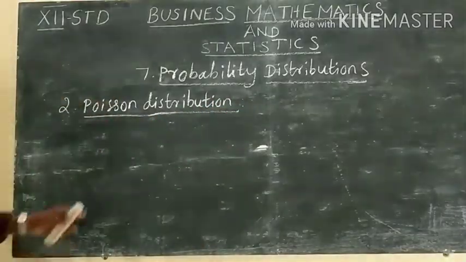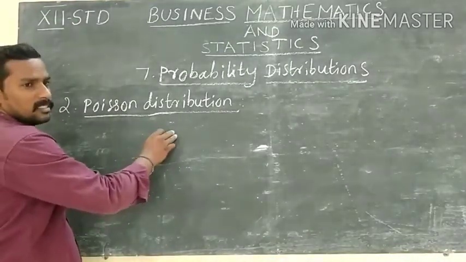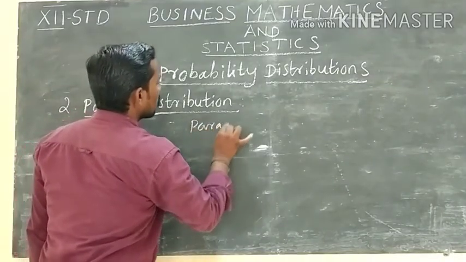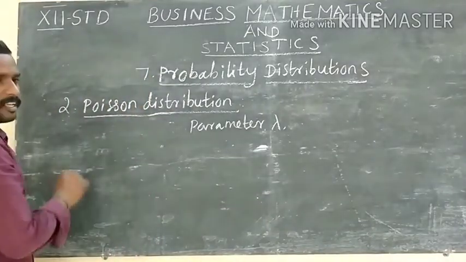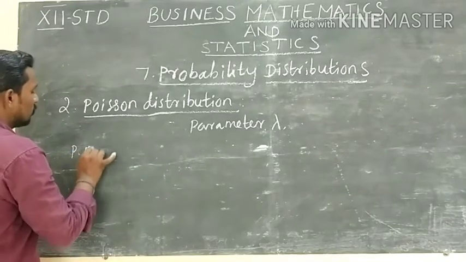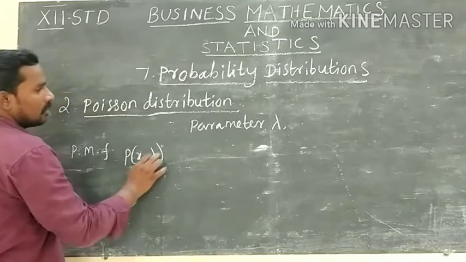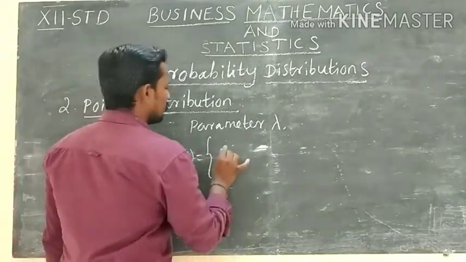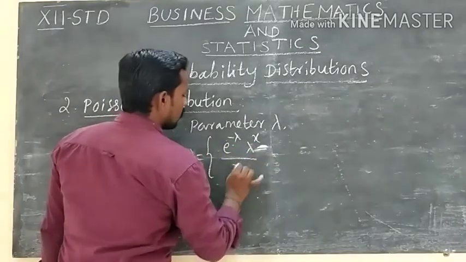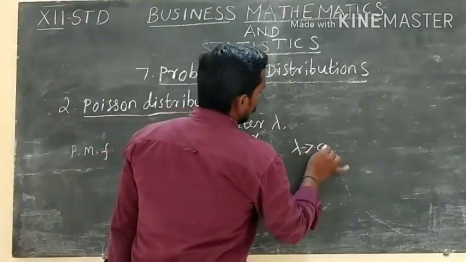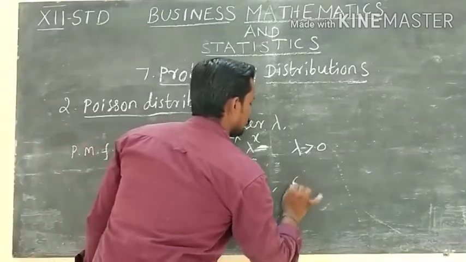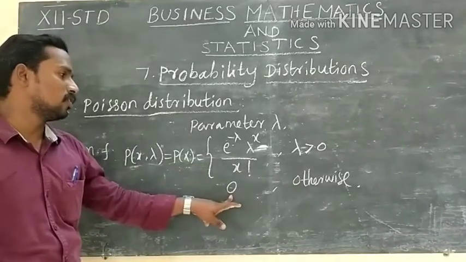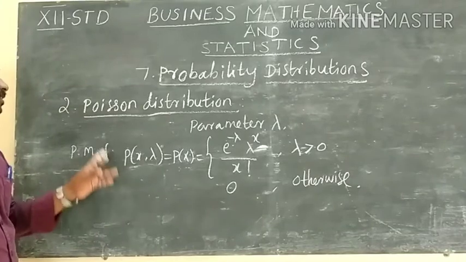Poisson distribution. A random variable x is said to follow Poisson distribution with parameter lambda if it assumes only non-negative values and the probability mass function p of x comma lambda, because here the parameter is lambda, or p of x, is equal to e power minus lambda, lambda power x divided by x factorial, for lambda greater than 0, and 0 otherwise. That means if the lambda value is negative, the probability mass function is 0. This is the definition of Poisson distribution.